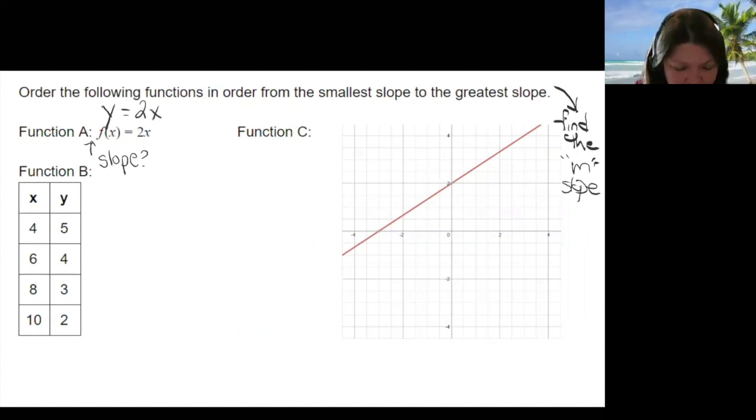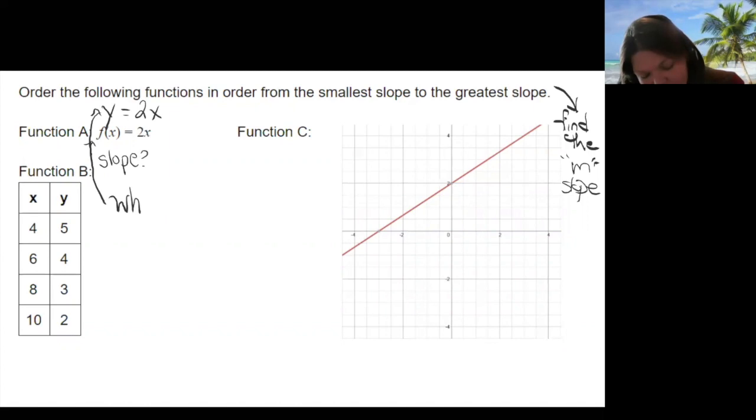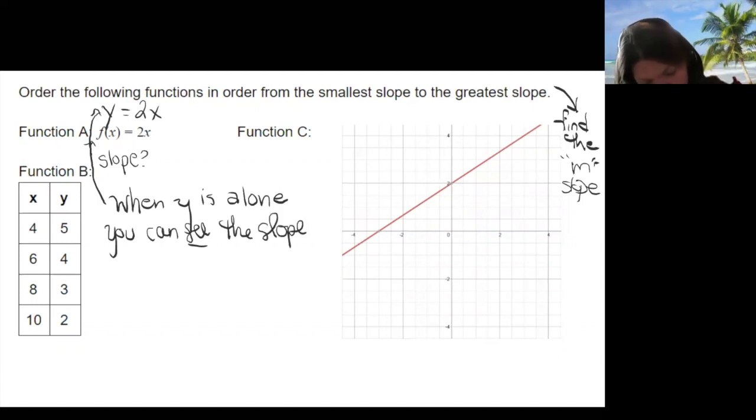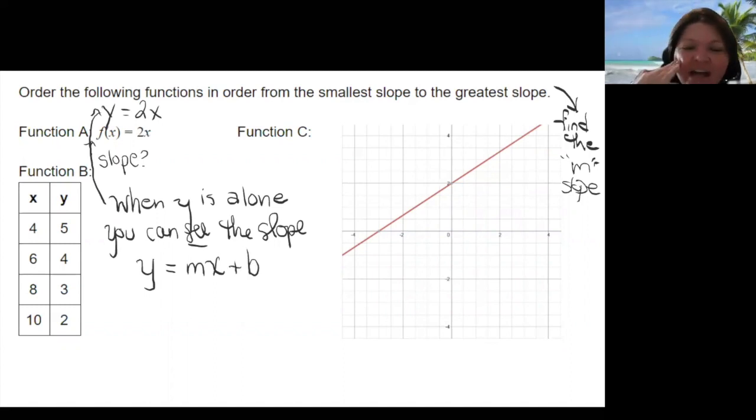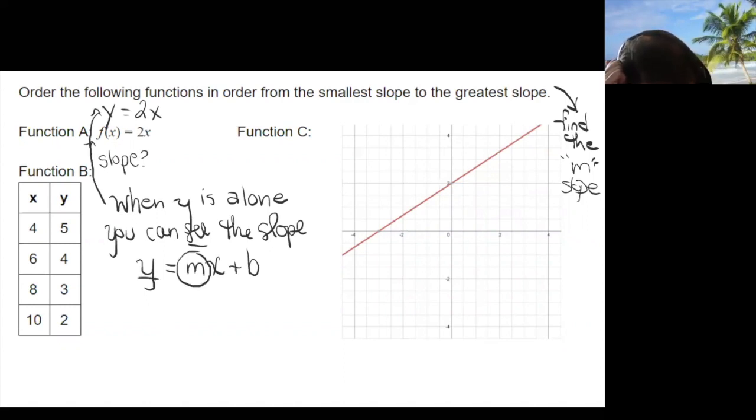So this is what I say. When y is alone, you can see the slope. Because when y is alone, we are in what's called the slope-intercept form of a line. If any of you guys have your GED formula sheet, you can see the slope-intercept form of a line is on there. It says y is equal to mx plus b. M is the letter we use for the slope of a line. So what y equals mx plus b says is that if you have y alone, like I do right here, you can see what the slope is. The slope is going to be whatever number is multiplying with x.